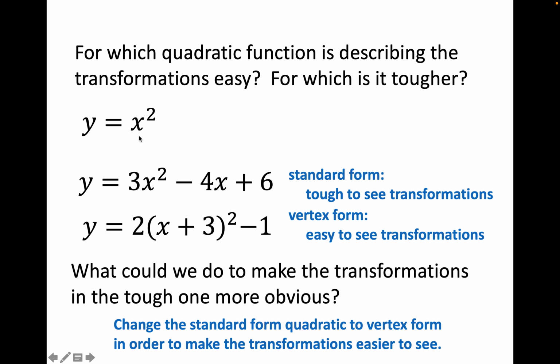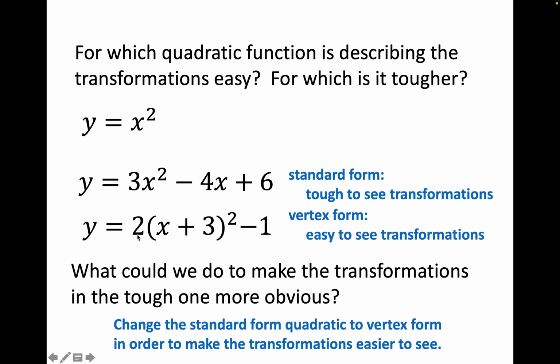So we had a basic quadratic, we created these two through transformations. This one is in standard form. It is tough to see the transformations in standard form. This one here is in vertex form. It's easy to see the transformations. In vertex form, we can clearly see what happened to x, we can see what happened to y here. Translation, translation, and here's a dilation.